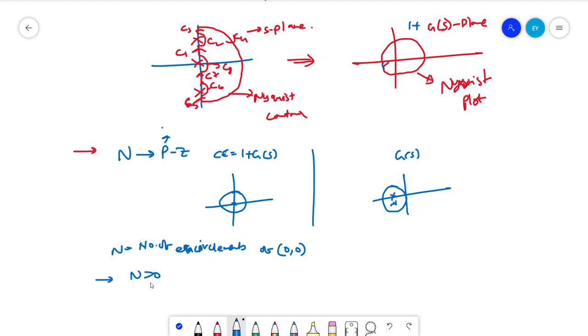In that case only we'll get n greater than 0, and if this case is satisfied, we'll get the anti-clockwise direction in the 1 plus G(s) plane, that is the Nyquist plot. Whatever contour we are plotting in the 1 plus G(s) plane is with respect to the origin, and that will be anti-clockwise if n is greater than 0, right? If n is less than 0, it will be clockwise.